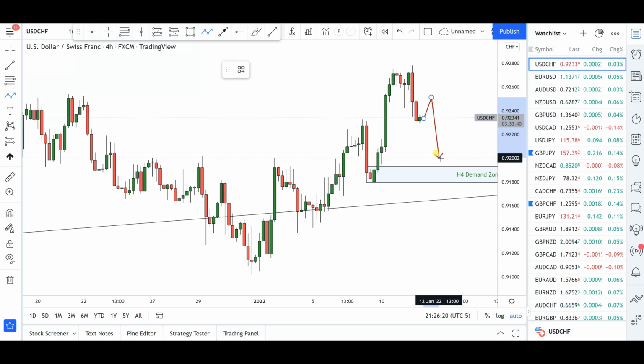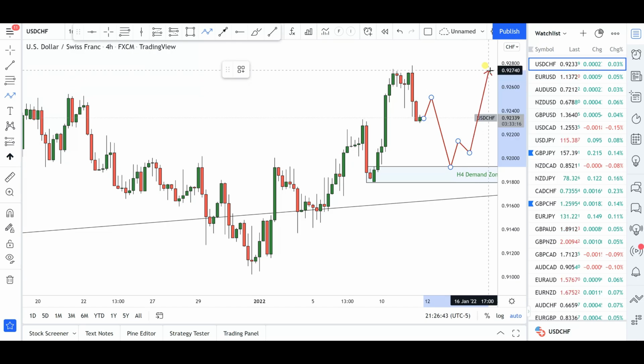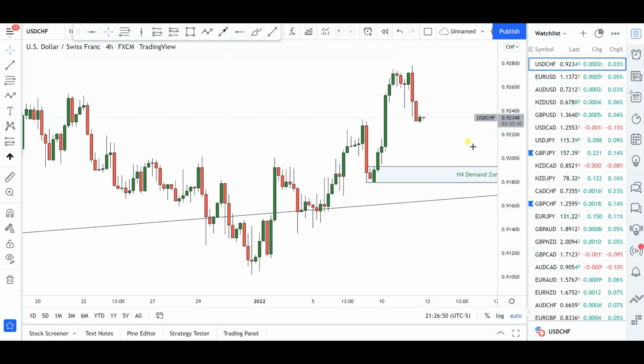Okay, the best case scenario will be a dip into this 4 hour demand zone right here, but you also want to pay attention to this 0.9200 institutional price level that can easily work as support in these markets. So I would say this whole area right around 0.9200 and this 4 hour demand zone, if I get any reactions to the upside, I'll be looking for an opportunity to go long again for further continuations to the upside. Okay, so let's see how this goes. I just wanted to point this out.